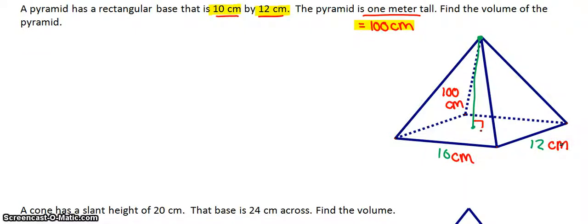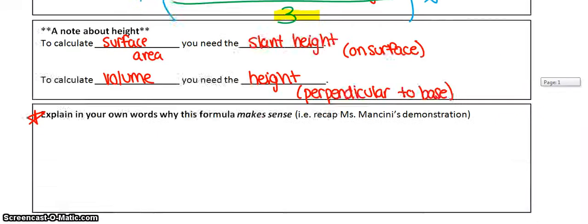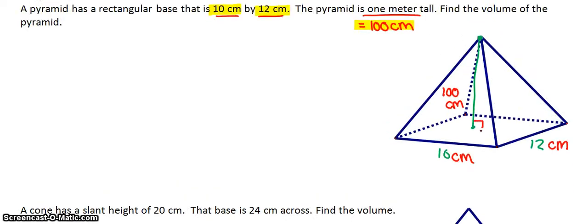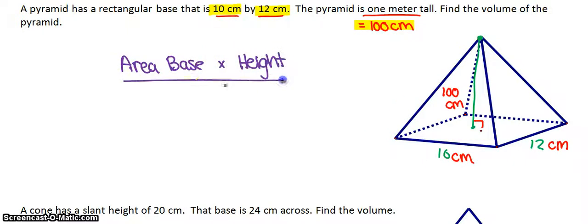I want you to find the volume. In order to do this, you're going to take the area of the base times the height and then divide it by 3. Actually, I'm going to rewrite the formula because the more times we write it, the more times you remember. So the area of the base, and then I'm going to divide it by 3. The base is a rectangle, so you do base times height. Now base times height in this case is 10 times 12.